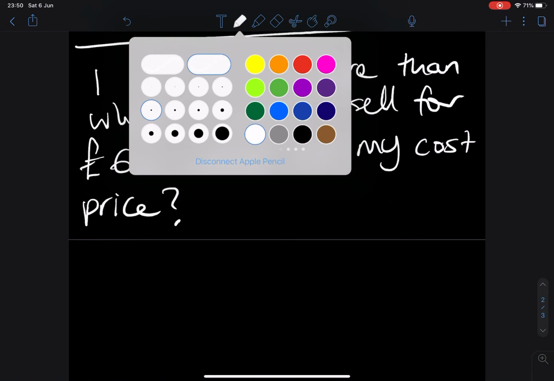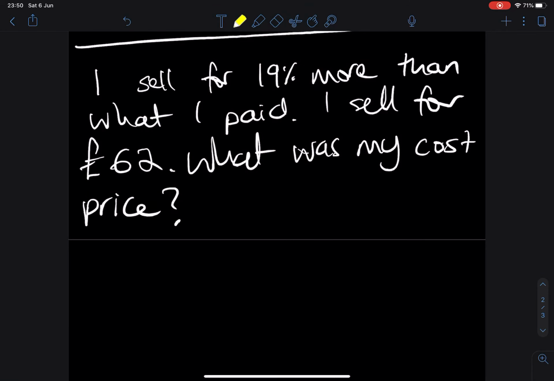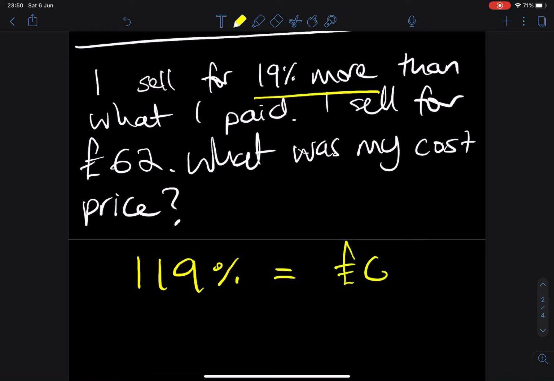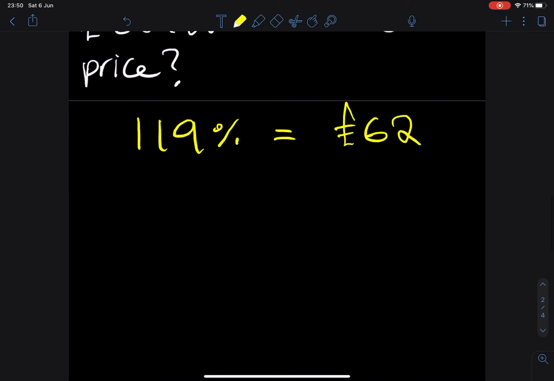Okay, so welcome back. So how would you have done this? So first of all, this is telling me again to work out my original cost price, which they haven't told me. All I do know is I've actually sold it for 19% more than what I paid for it. So what that means is actually from the original value of 100%, I've increased it by 19%. So therefore I'm on 119%, which is £62. And now I'm trying to work out the original price, which is 100%.